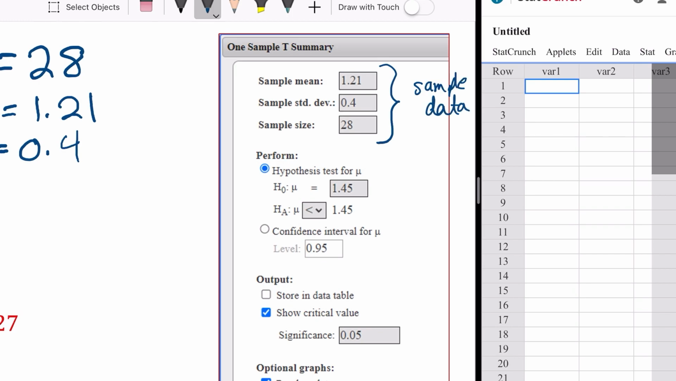Okay. And then I need to put my hypotheses in. And that's based on the claim. So you're not going to be using the sample mean. You're going to be using that claim of 1.45. Right. And then I want to make sure I show the critical value and set the significance equal to alpha. Alpha. Okay. Good.